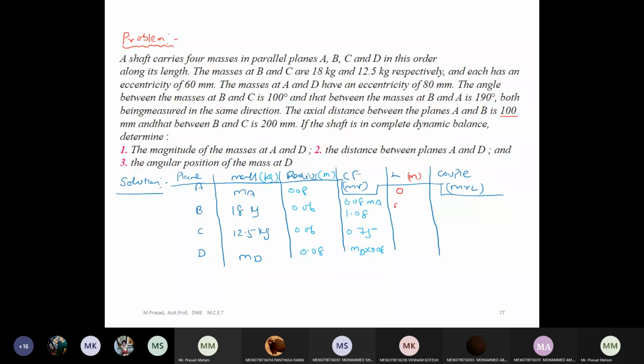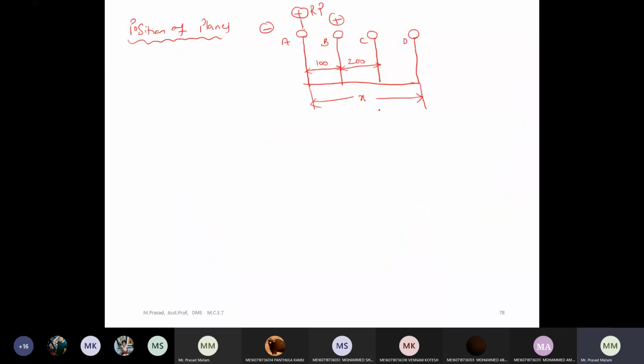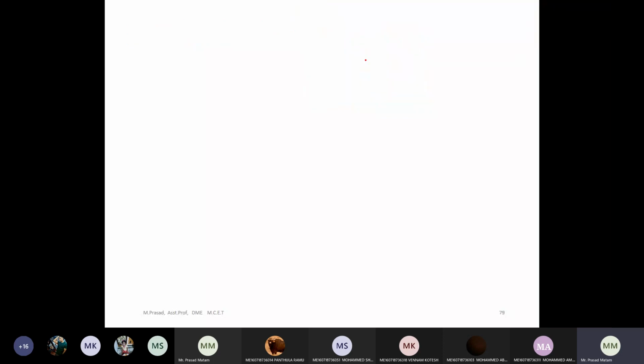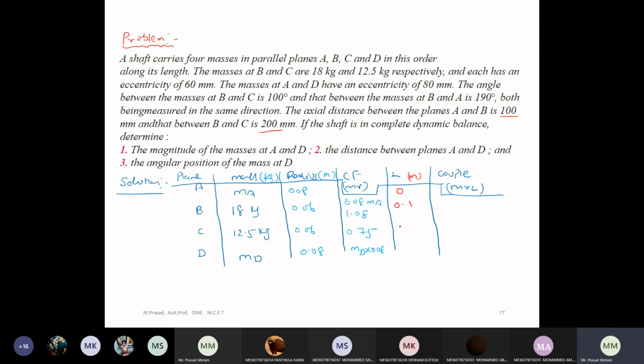That is 0.1 meters. Similarly, the distance between B and C, you can see here, is 200 mm. With respect to A, where is C located? I will show the diagram here. The distance between A and C is 300 mm. Got it? That is 0.3 meters. What about D? The distance between A and D is X meters, which we need to find out.